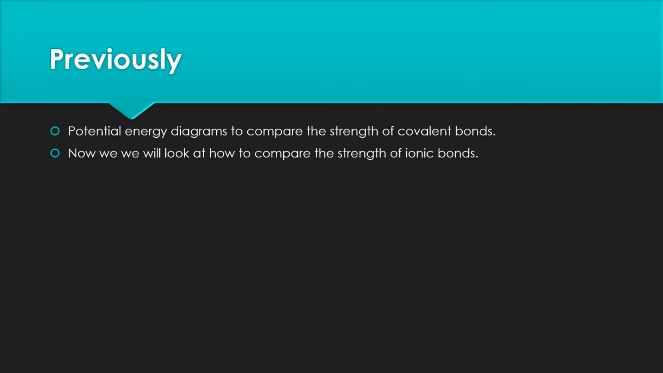So previously, we looked at potential energy diagrams to compare the strength of covalent bonds and explored how the length between the bonds and the number of bonds influences the strength of that bond. Now we are going to take a look at the strength of ionic bonds and what influences them.